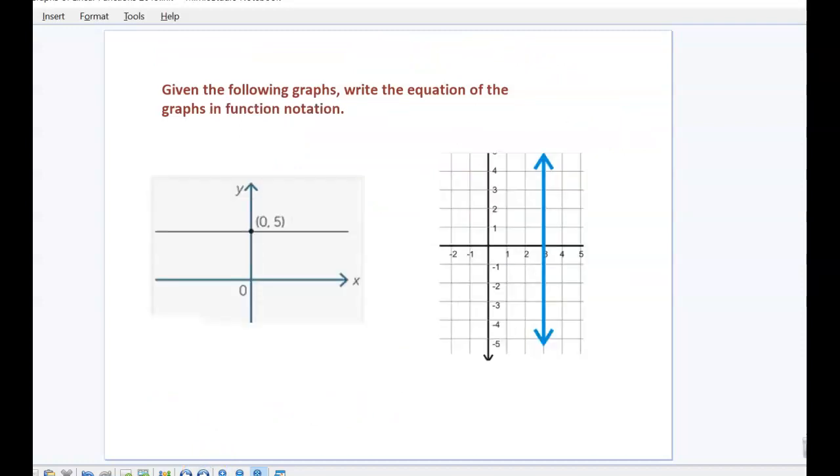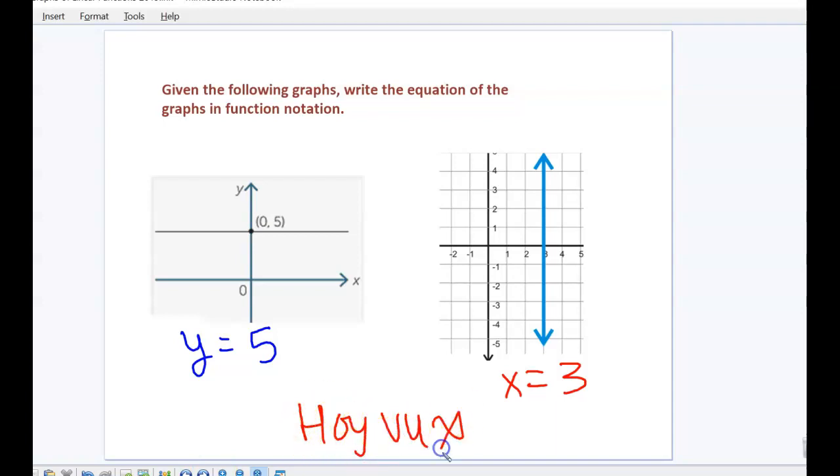Okay, given the following graphs, write the equation again. Well, again, this is our horizontal line. And remember, a horizontal line has the equation y equals, and it goes to the point 5, and y is always 5, no matter what x is. This one here is a vertical line, and the vertical line is x equals 3, because the x coordinates are always 3, no matter what the y coordinates are. I remember we talked about this earlier. This was y-bucks.